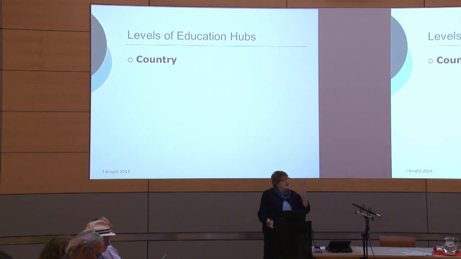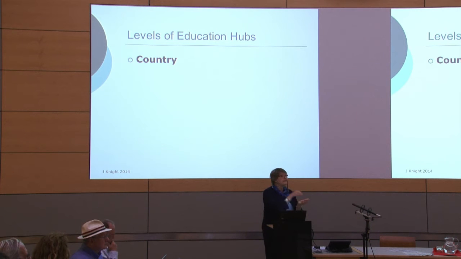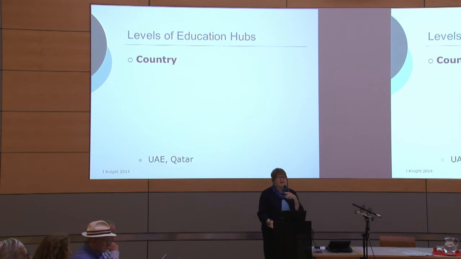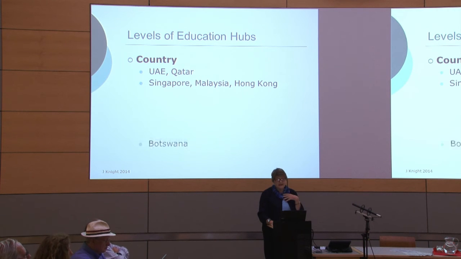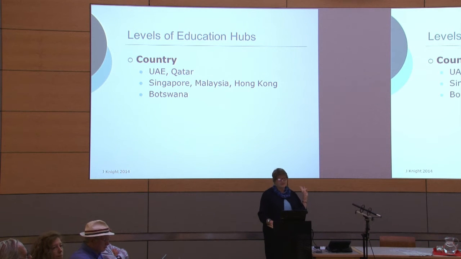But you can look at a country-level hub. And so when we look at a country-level hub, we get away from the concept that this is a specific place, that a hub is a physical location. It can be a physical location, but it's certainly not limited to a physical location. The 6 countries that we included in our study, and which I will be talking about today, are these 6: 2 from the Middle East, 3 from Southeast Asia, and 1 from Africa.